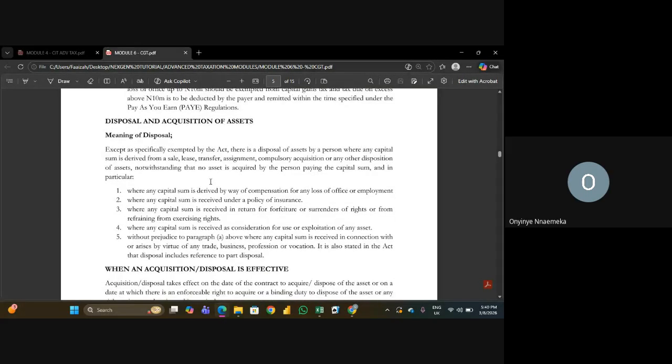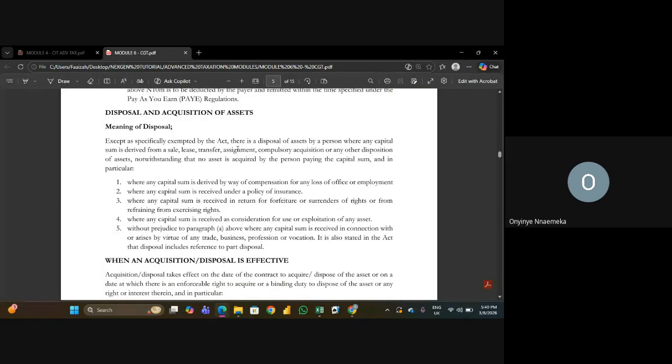So now, meaning of disposal. According to the Act, there is a disposal of assets by a person where any capital sum is derived from sale, lease, transfer, assignment, compulsory acquisition, or other disposition of assets, notwithstanding that no asset is acquired by the person paying the capital sum, and in particular, let's read this one by one and explain. But before we read, let's talk about what we just read. When do you say someone has disposed of an asset? Number one is when you get a capital sum.